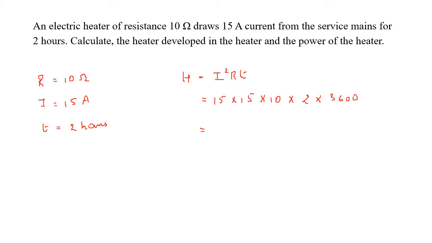Why? Because here we have to calculate the heat and heat is given in joules. So to calculate into joules, we have to go to the SI unit, because joule is the SI unit of heat or the work done. So you have to convert the time into seconds. So the time is 2 hours. It is 2 into 3600 seconds. So you got 15 into 15 is 225. 225 into 2 is 450.